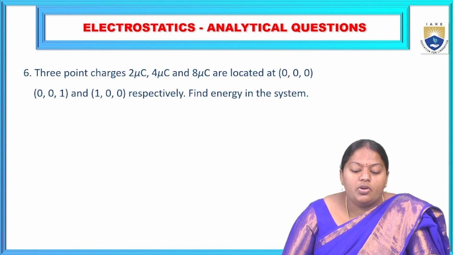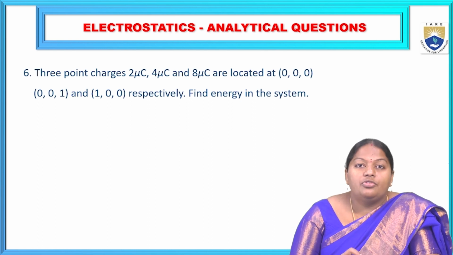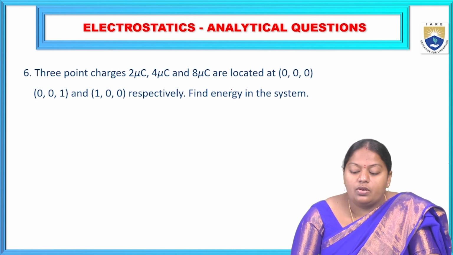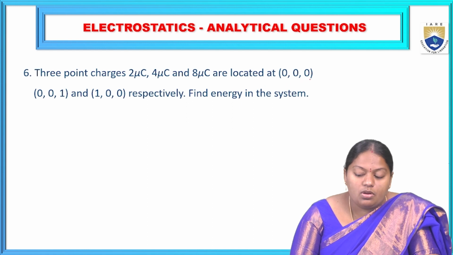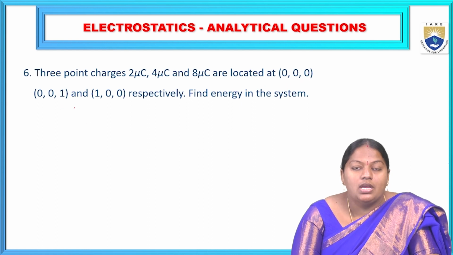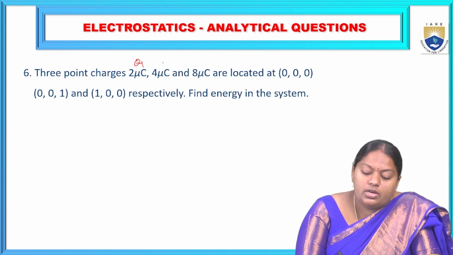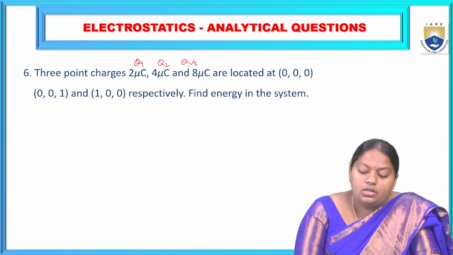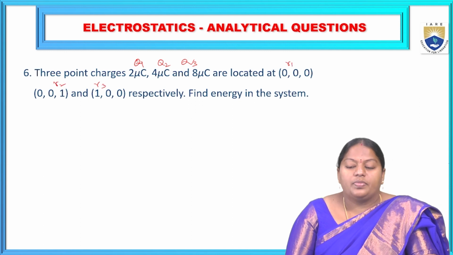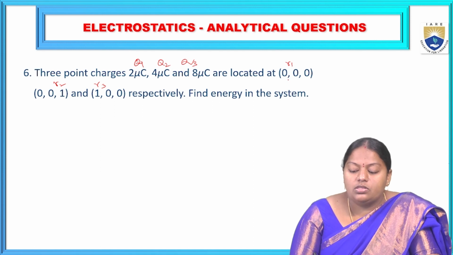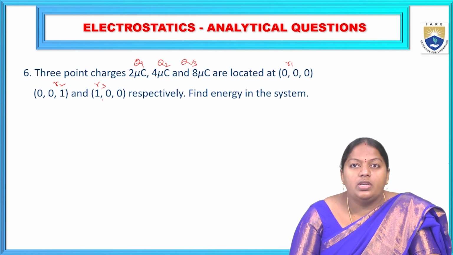Next, three point charges, 2 microcoulombs, 4 microcoulombs and 8 microcoulombs, are located at 0, 0, 0, 0, 0, 1 and 1, 0, 0 respectively. Find the energy in the system. So three point charges means Q1, Q2 and Q3 are given, and R1, R2, R3 are to be given. Here R1 is 0, 0, 0, R2 is az, and R3 is ax.